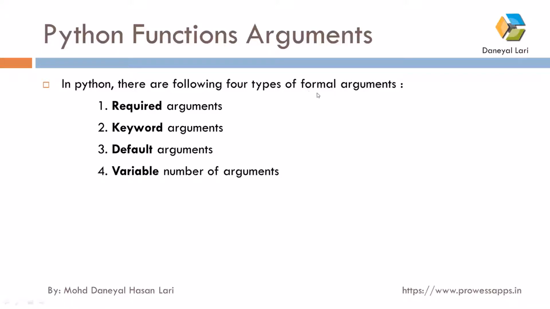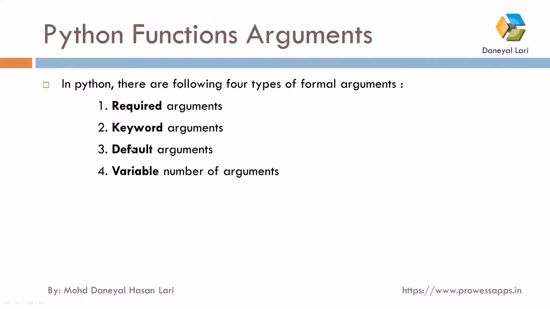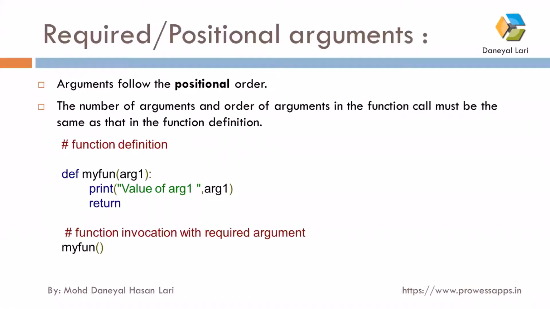So what is meant by formal arguments? Just look here. When you define any function, you write a variable name by which you can accept values into the function. This is called the formal argument. And at the time of function calling, when you pass a value to that argument, it is called the actual argument. So this formal argument could be of four types: required, keyword, default, and variable number of arguments. Let's see one by one what the required argument is and what the other types of arguments are.